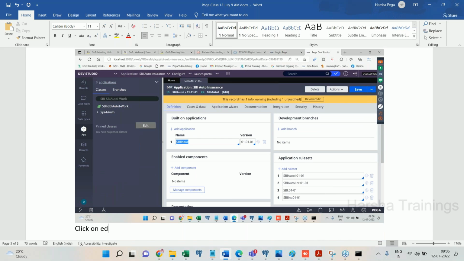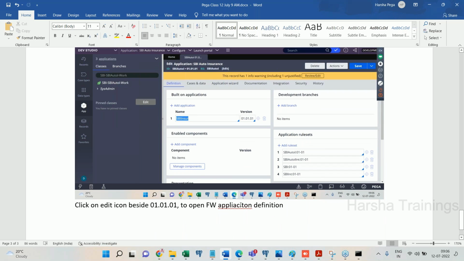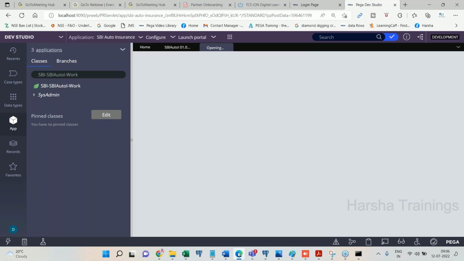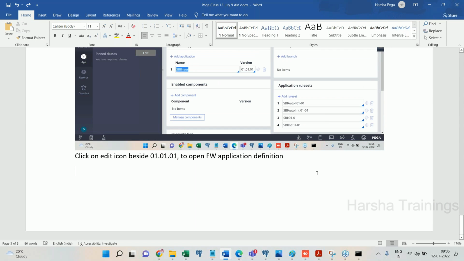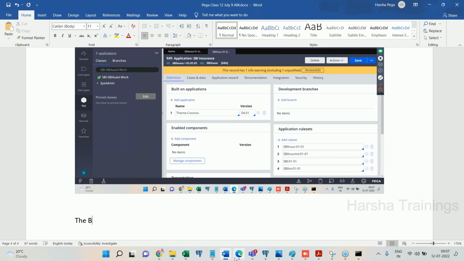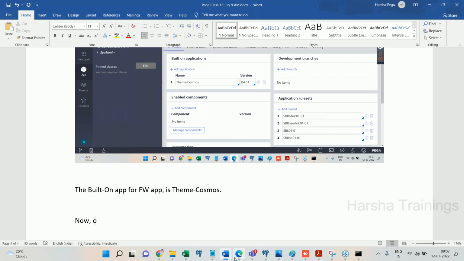So click on the edit icon, which is beside 010101. Beside that it is there, right? That edit icon is used to open the FW application definition. So clicking on this, it is going to open the FW application definition. Let me see here. This is the FW. See the built-on application for the FW application. What is that? Theme Cosmos. Now open theme Cosmos.